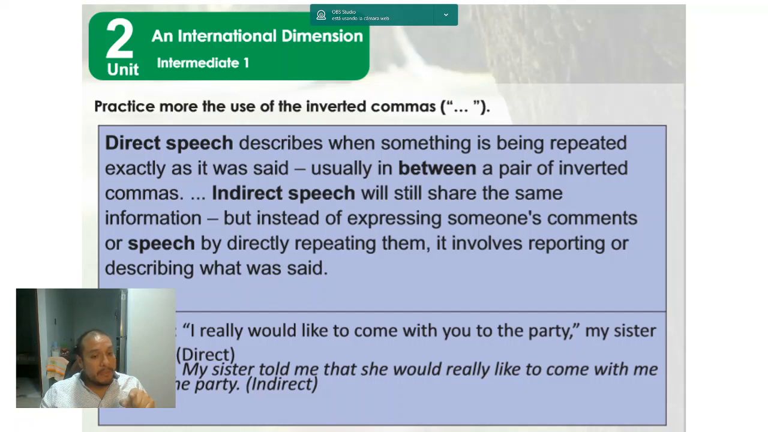Look at the example here in this section. It says, "I really would like to come with you to the party," my sister told me. So as the text suggests, it is a report, a report of a comment, a feeling, no? My sister told me, you open commas, and you say, "I really would like to come with you to the party." Take a look here in indirect speech: my sister told me that she would really like to come with me to the party. You see? That is the difference.